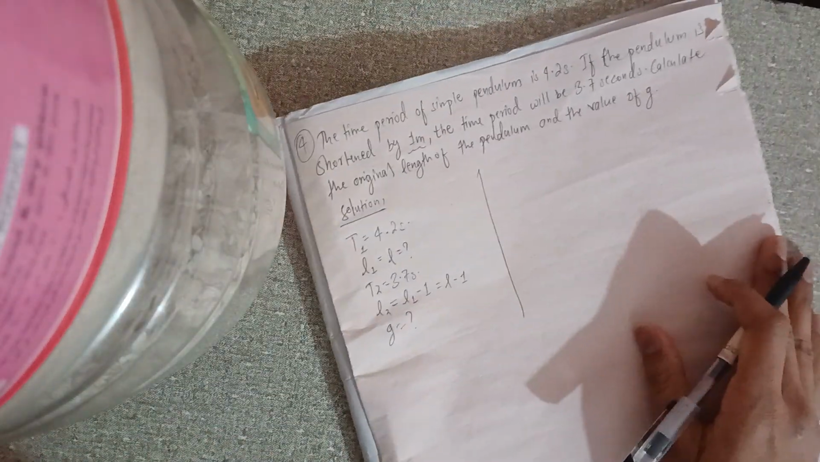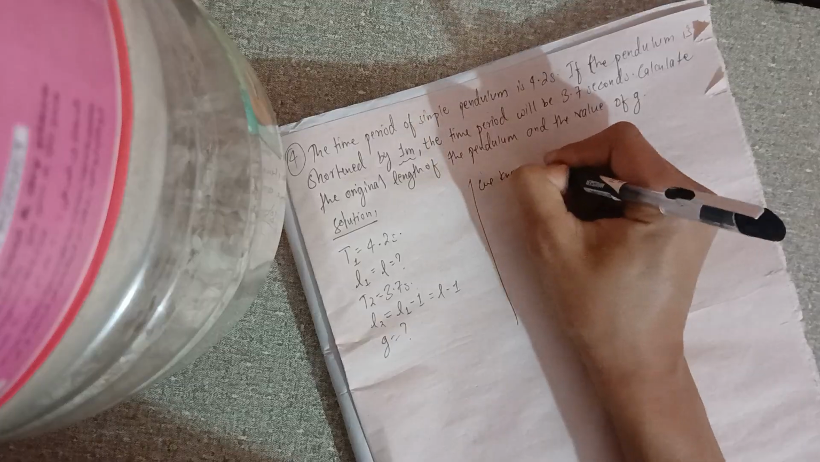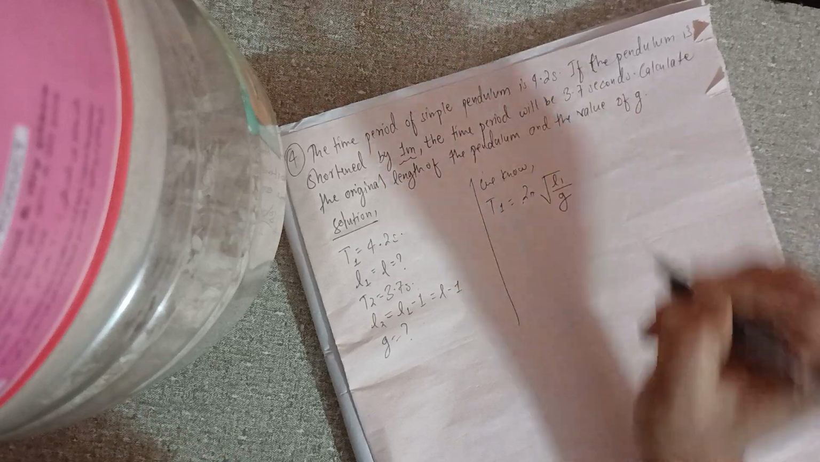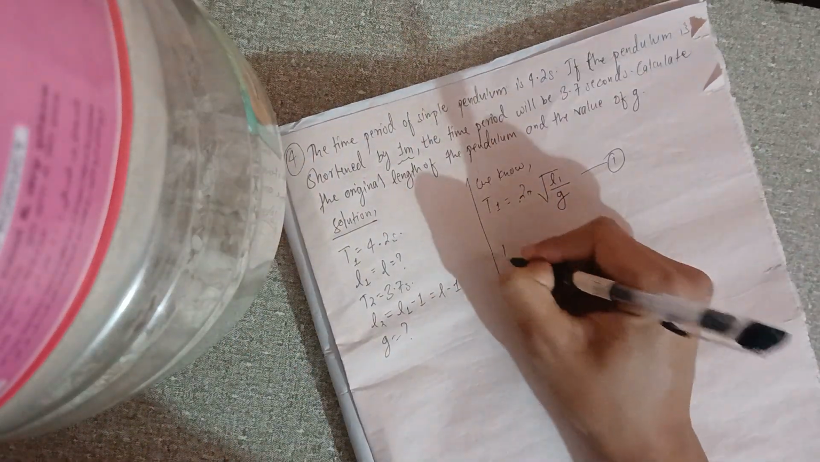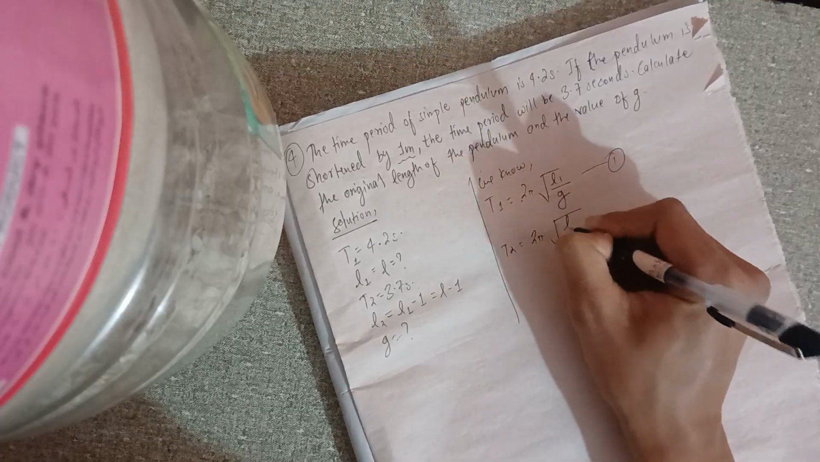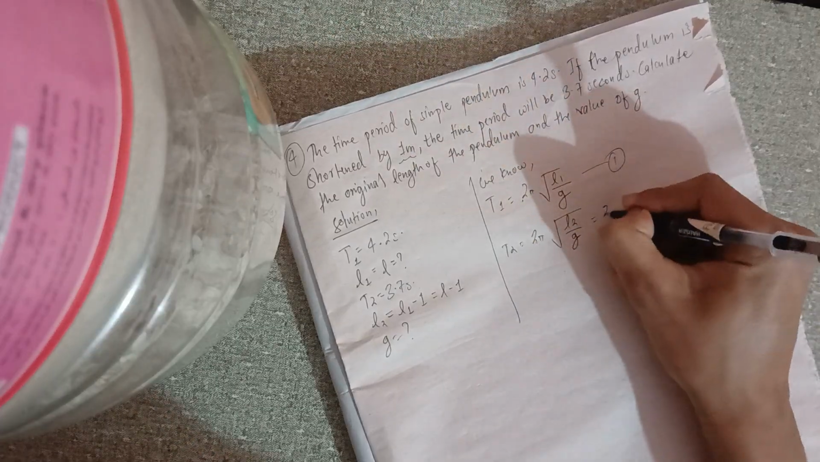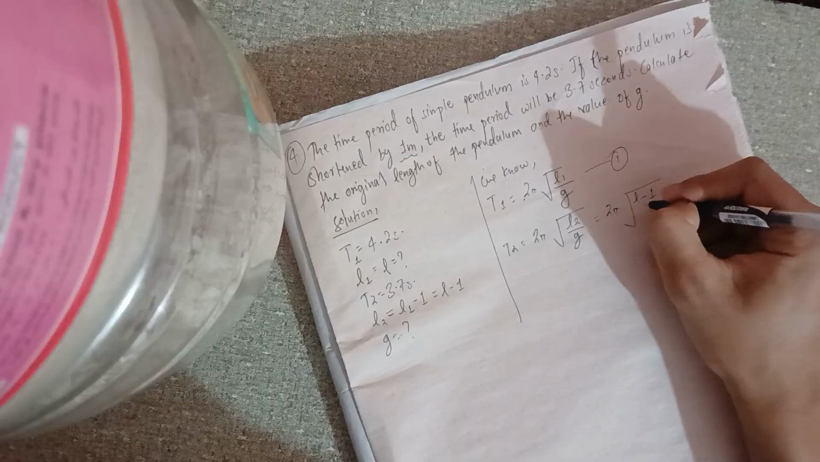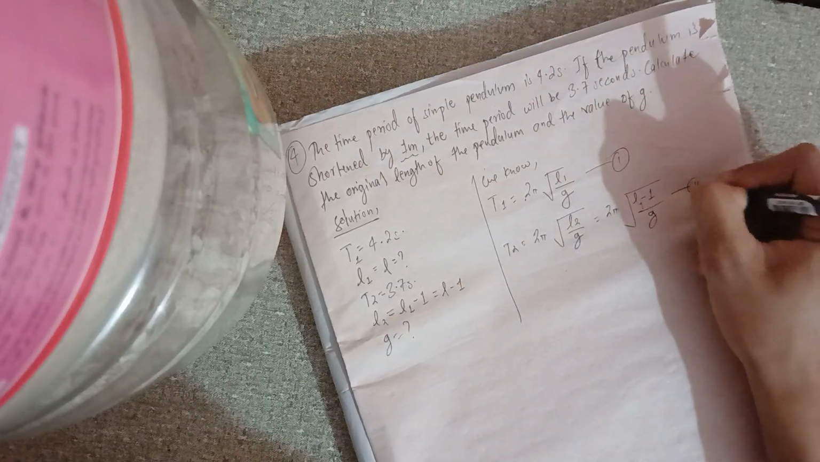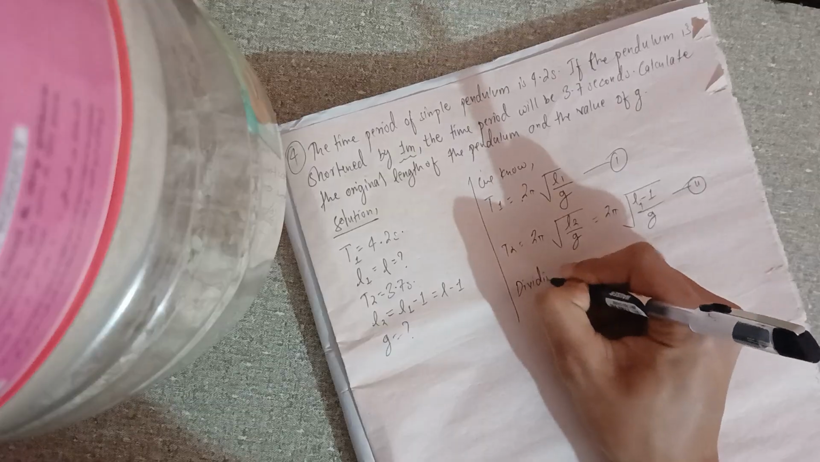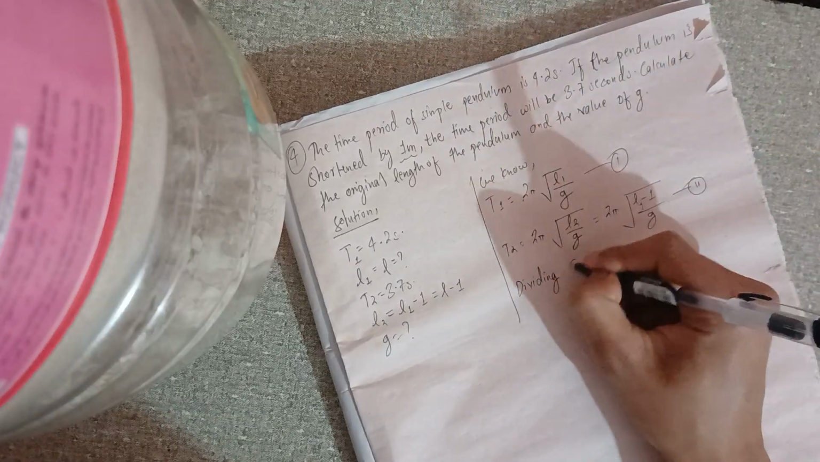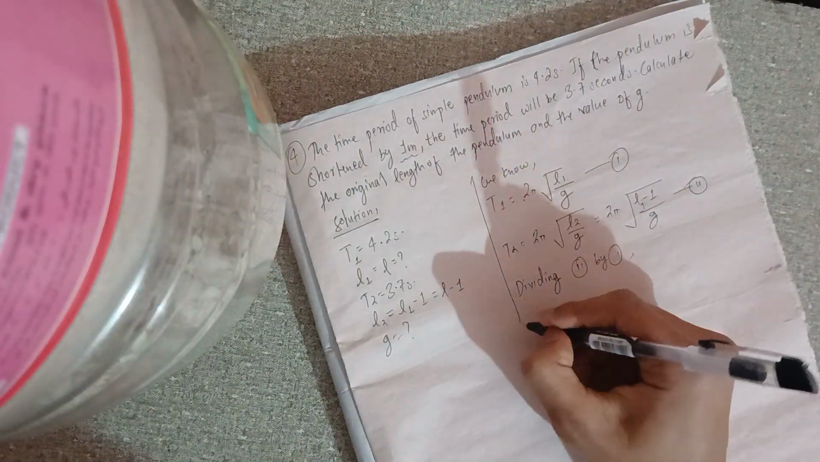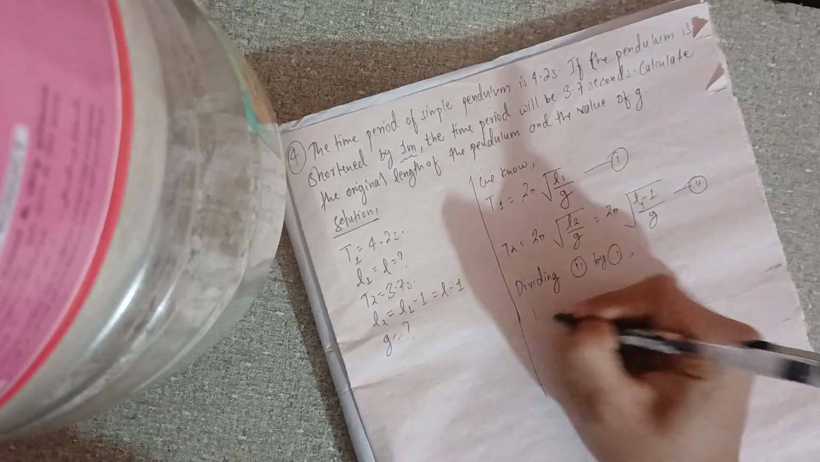So we know that T1 will be equal to 2 pi under root L1 by g. That will be equation 1. T2 will be equal to 2 pi under root L2 by g, and L2 is L1 minus 1 simply, so 2 pi under root L1 minus 1 by g, equation 2. And if we divide equation 2 by 1, I think we made a mistake, but it's okay.